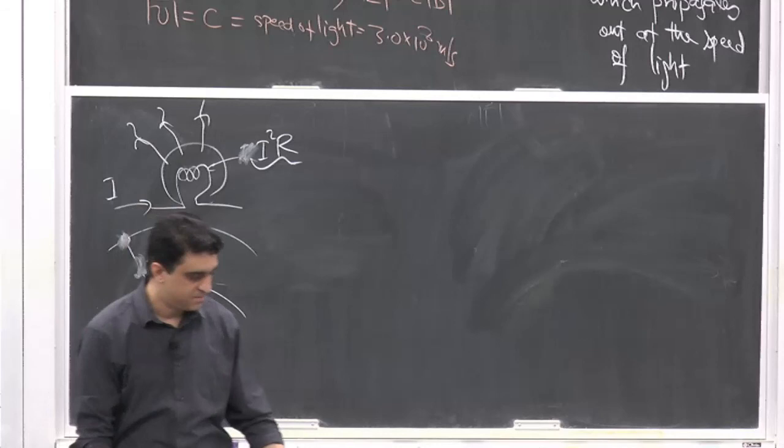What is such a configuration called? It's called an antenna. So what you have is, for half a cycle, you would have this as positive and this as negative. For the other half cycle, you would have this as negative and this as positive. So what does happen?